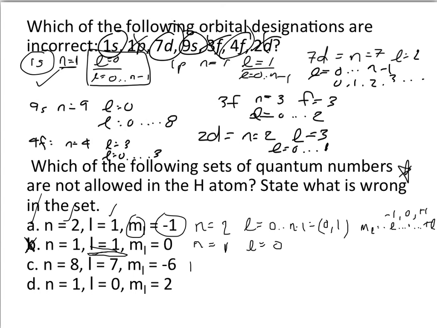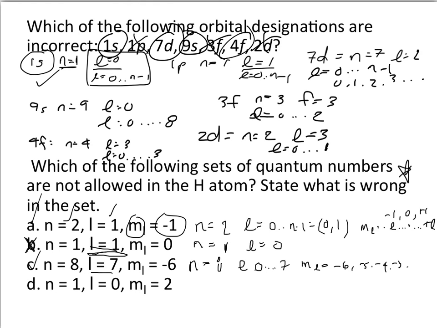Okay, if we look at our next example, n equals 8. So remember, our L values can be anything from 0 up to n minus 1, which will be 7. So the L value here is acceptable. Now our m sub L values are dictated by our L values, so we have everything from negative 6, negative 5, negative 4, negative 3, negative 2, negative 1, 0, all the way up to positive 6. So this set of quantum numbers is acceptable.